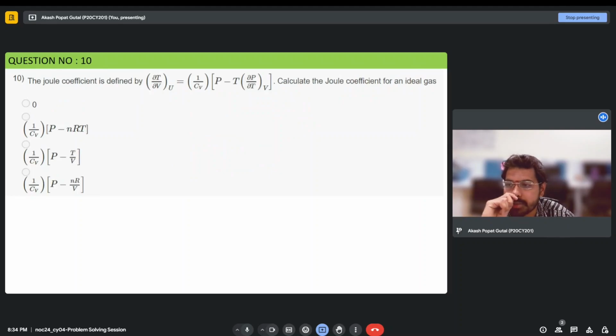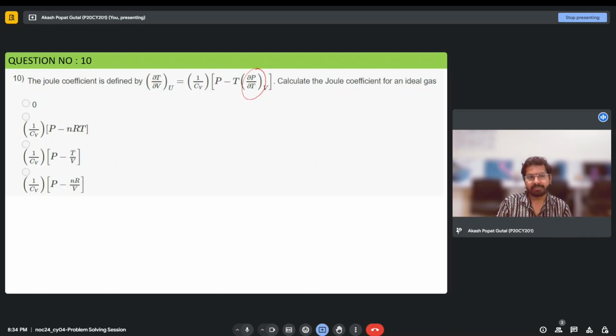The next question, the last question: the Joule coefficient is defined by del T by del V at constant internal energy is equal to 1 by CV times P minus T del P by del T at constant volume. Calculate the Joule coefficient for an ideal gas. This is also well known to you because we have studied Joule coefficients for ideal and real gases. What should be the answer? Just one word answer can be given, or you can just calculate also. Even if you calculate the value of del P by del T, then also you will get to know what the answer should be.